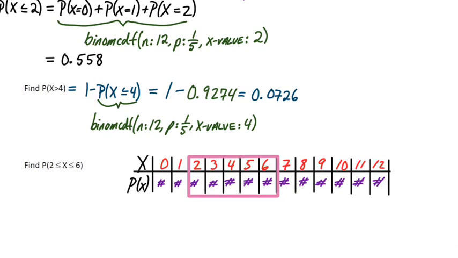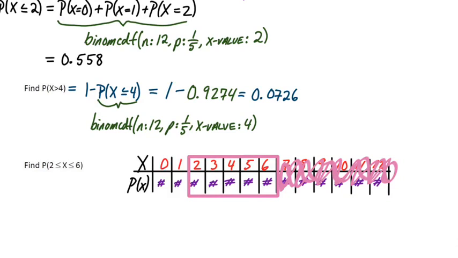So how can I focus on getting the values for just these? And I guess if you want to go through and do each one individually, be my guest. I'm going to show you a more efficient way. I just want from 2 to 6. I don't want the stuff above 6, and I certainly don't want the stuff below 2. What's the probability the kid gets between 2 and 6 questions correct?